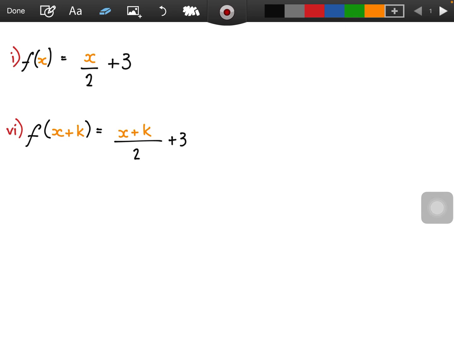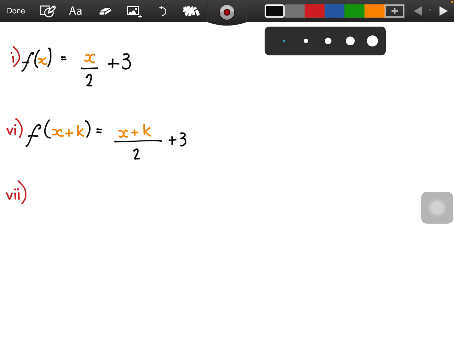And part 7 says, show that 1 over k times f of x plus k minus f of x is equal to a half. So, part 7. Let's have a look at what we are showing here.